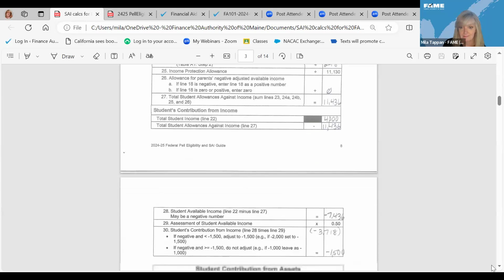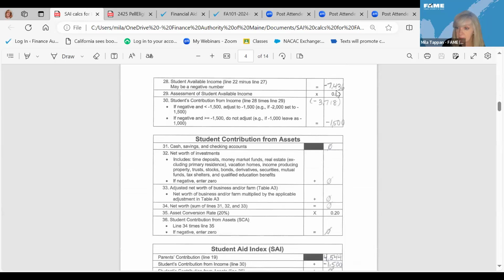Watch this. That's a negative number. Okay. So we're going to maintain that it's a negative number. It may be a negative number, and that's going to be beneficial to the student. We then take that and we multiply that by 0.5, half. So we divide that in half. So we still have a negative number. And now our negative number is 3,718. But if I come over here and I read the instructions, if the negative is greater than 1,500, I'm going to set it to negative 1,500. Okay. So I have taken this number and I've made it the negative 1,500.